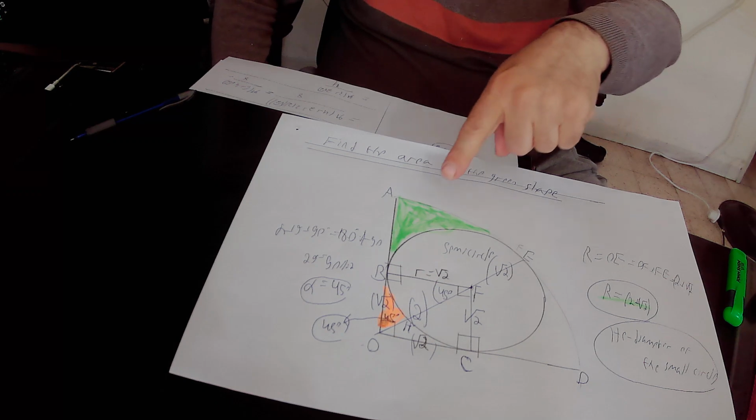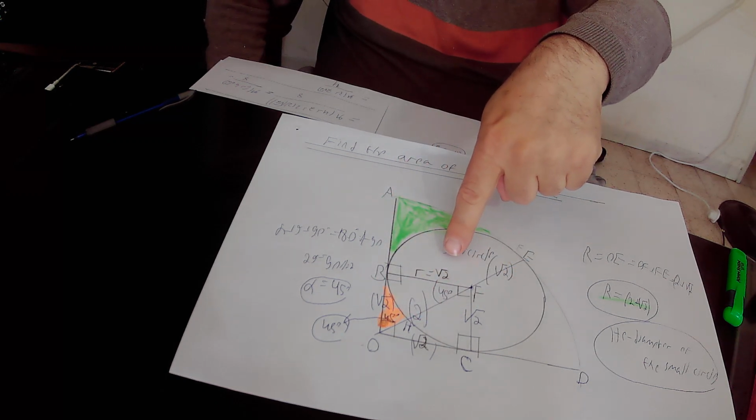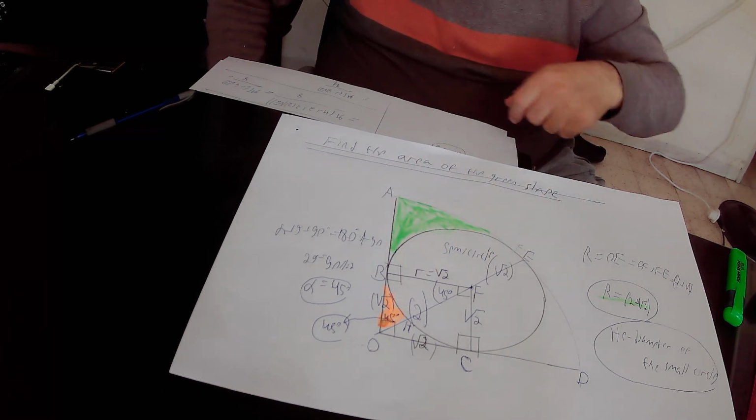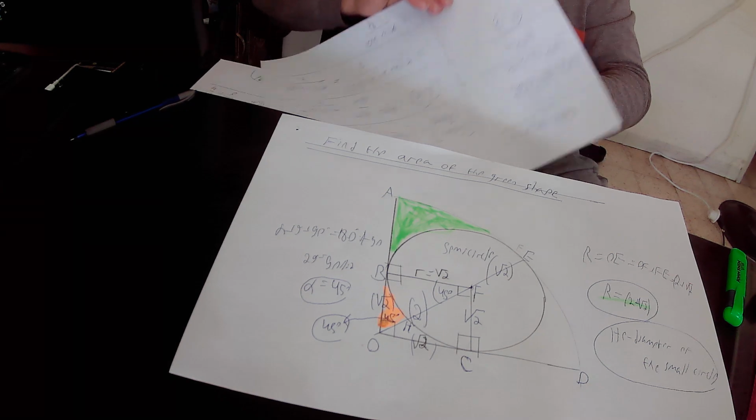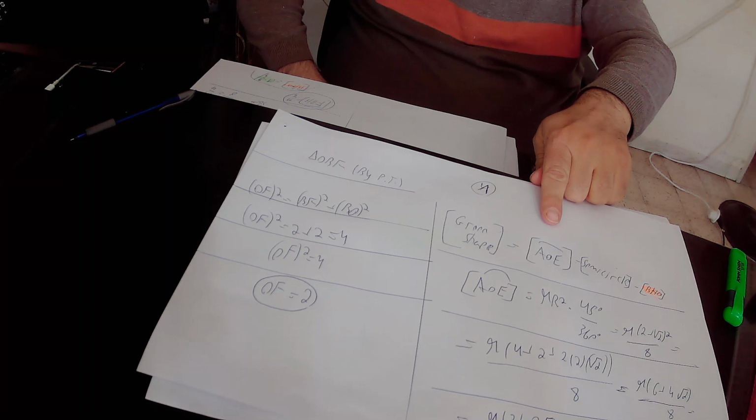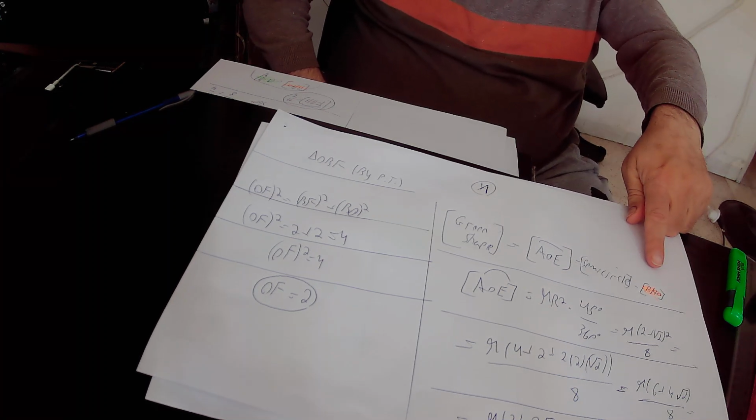Again, the area of this green shape equals the area of the big sector AOE, minus the area of the small semicircle, minus the area of the orange shape, HBO.